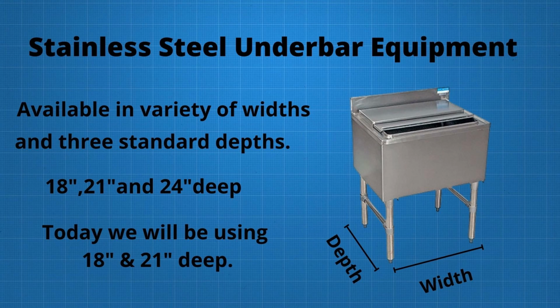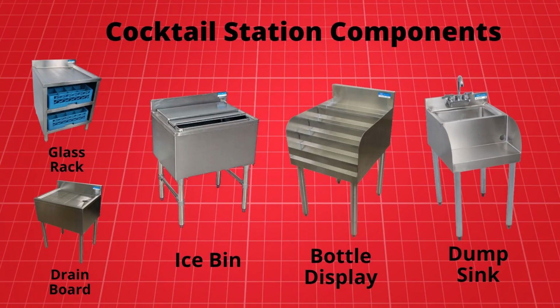Stainless steel underbar equipment is available in a wide variety of widths and in 3 standard depths. Depths include 18-inch, 21-inch, and 24-inch deep. Today we'll be using 18 and 21-inch deep products. Bartender cocktail stations are typically made up of 3 or 4 components. They include a drain board or glass rack, an ice bin, bottle display, and a dump sink or blender station.